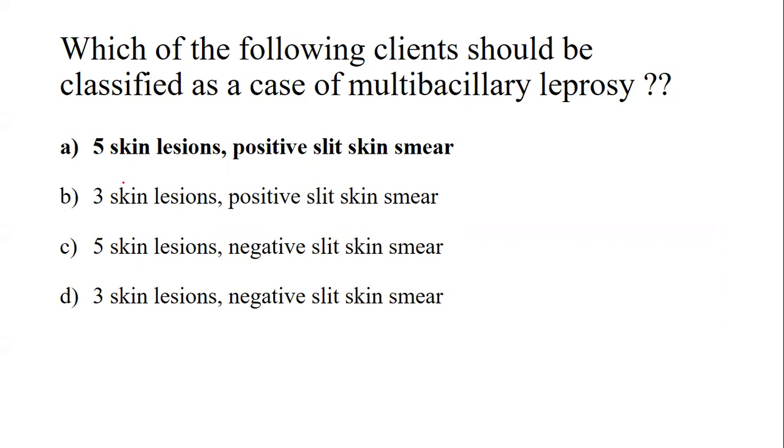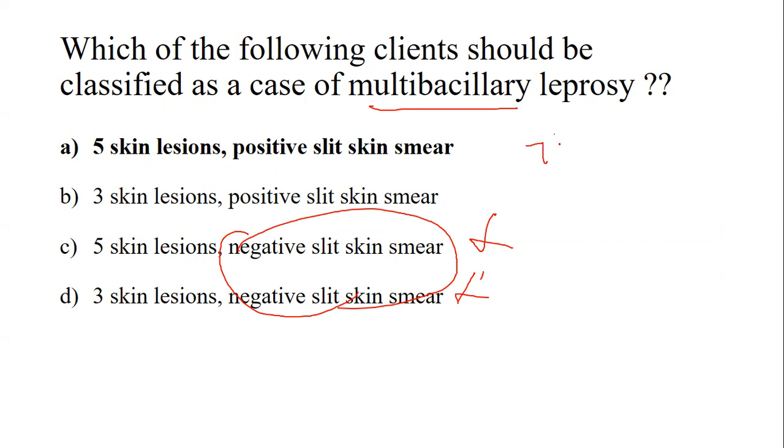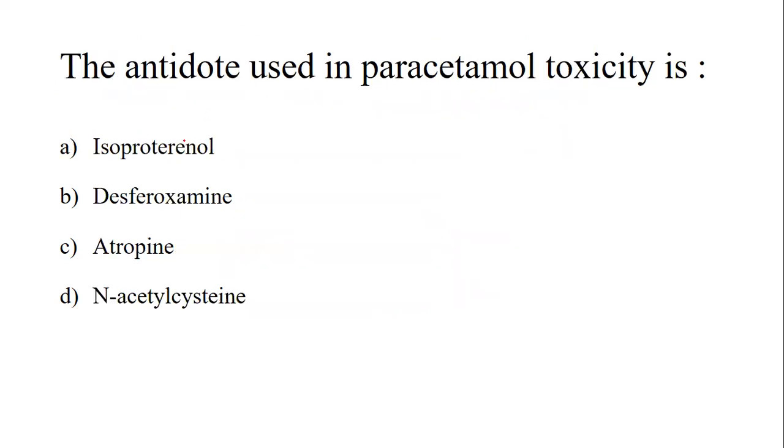So the correct option was 5 skin lesions. A multibacillary leprosy patient will have a positive slit skin smear, so we can exclude these two options very rapidly. Then there will be two options: one with 5 skin lesions and one with 3 skin lesions. In multibacillary leprosy, there will be more than 5 lesions, so we can confirm it with the first option. This is the correct option for this question.